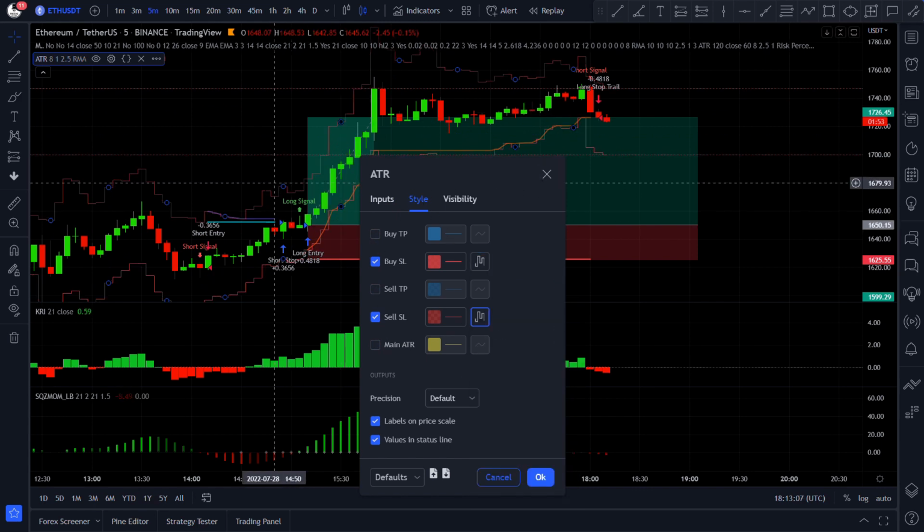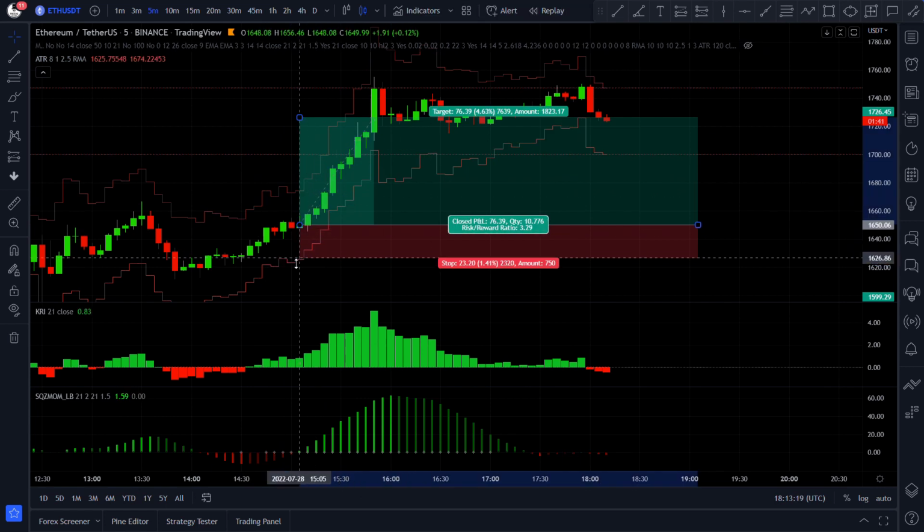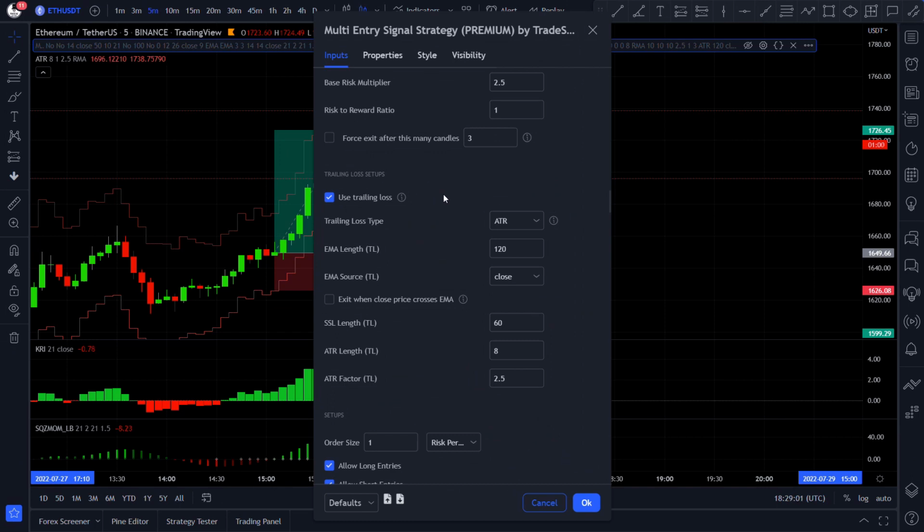Now when we get a long entry signal, we will enter on the close of the signal candle and place our stop loss at the lower NNFX ATR line. This is going to be our global stop loss. But what will be our take profit? Well, we won't have a fixed take profit, instead we will use a trailing stop loss. Here you can see the script setup for that. We will use the same ATR setup as with our starting stop loss, the only difference is that the stop loss will be updated on each candle.